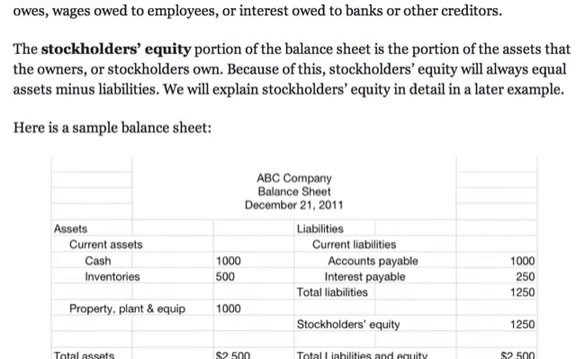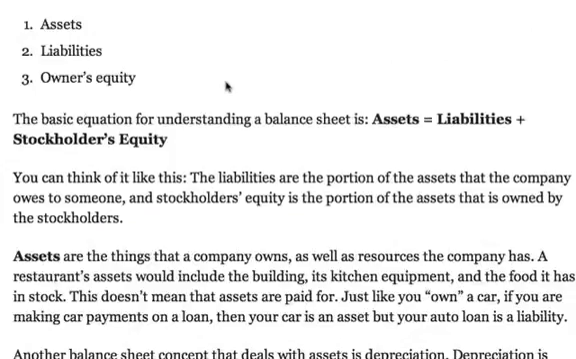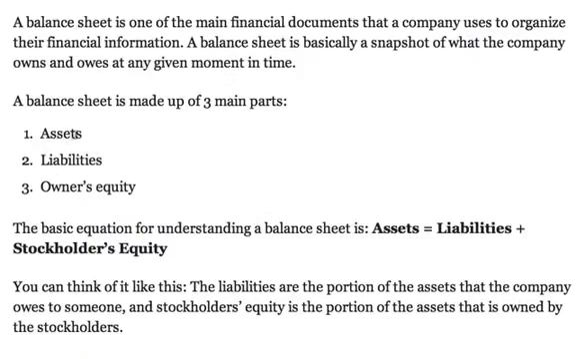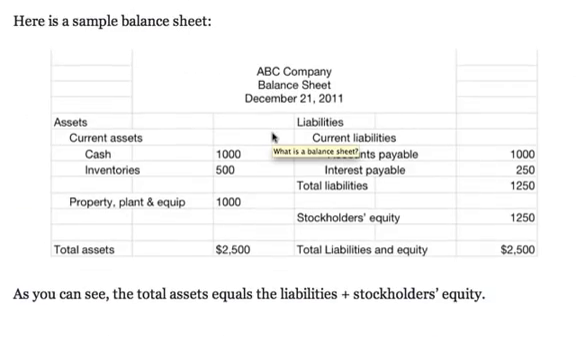Now, the stockholders' equity portion of the balance sheet is the portion of the assets that the owners or the stockholders own. Because of this, like we said earlier, the stockholders' equity will always equal assets minus liabilities. So if we go back up to this basic equation, if you take the assets and subtract the liabilities from the assets, then you'll be left with owner's equity, because again, assets will always equal the liabilities plus the stockholders' equity. Well, let's look at this sample balance sheet for ABC Company.